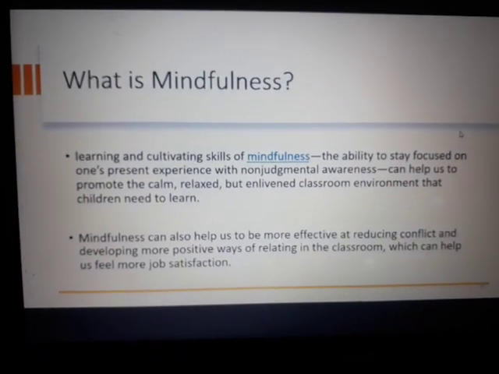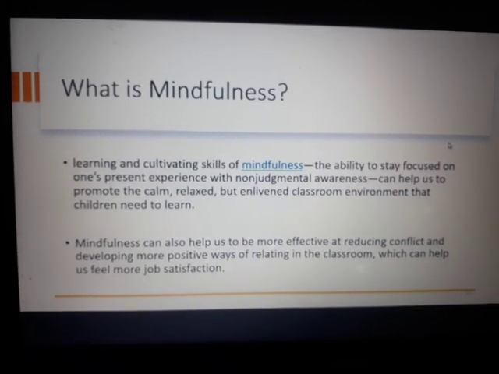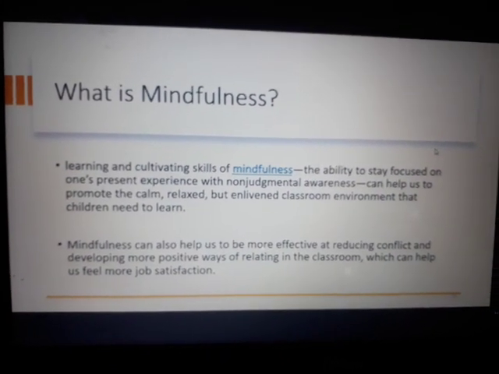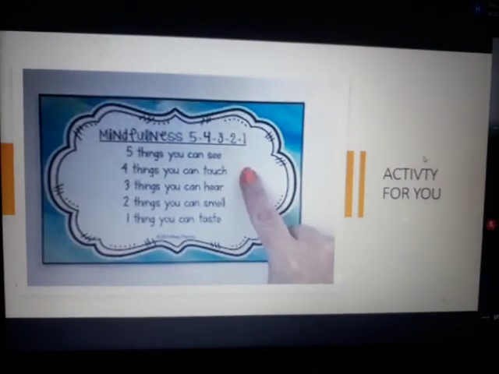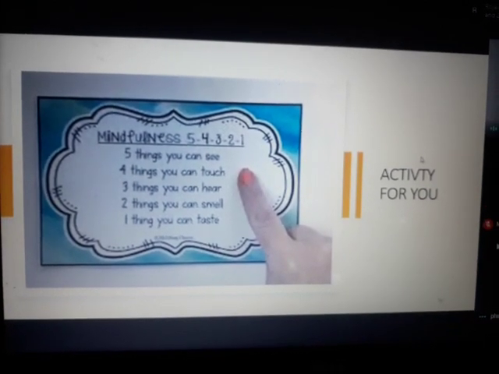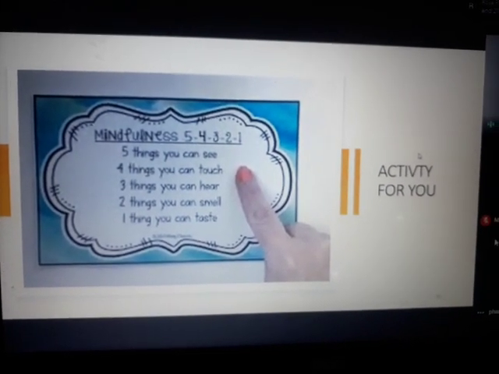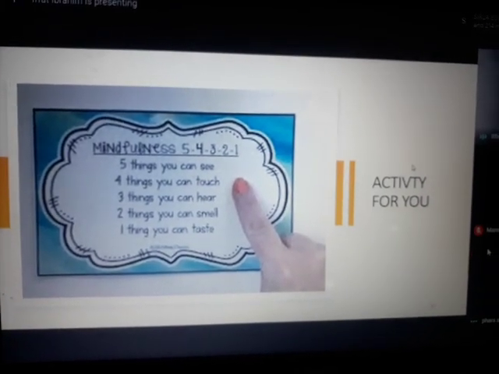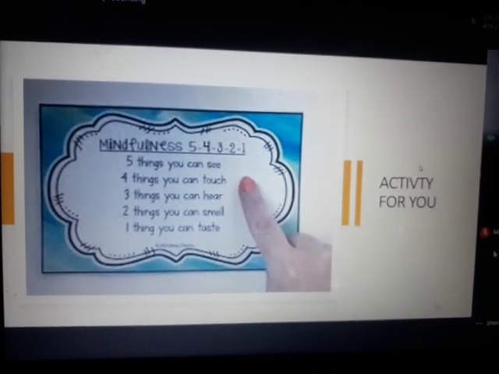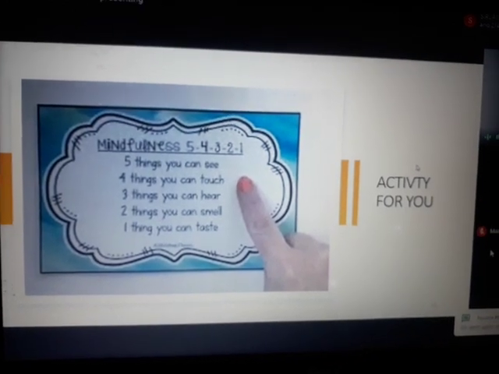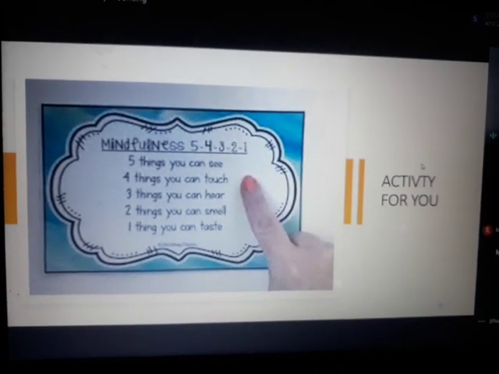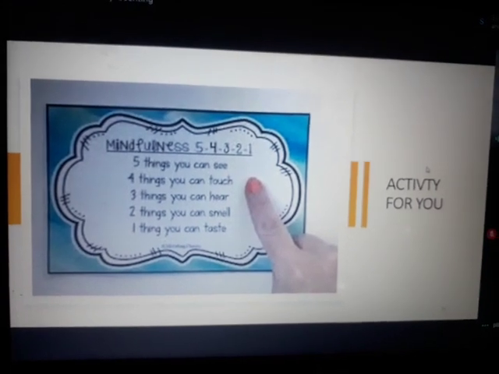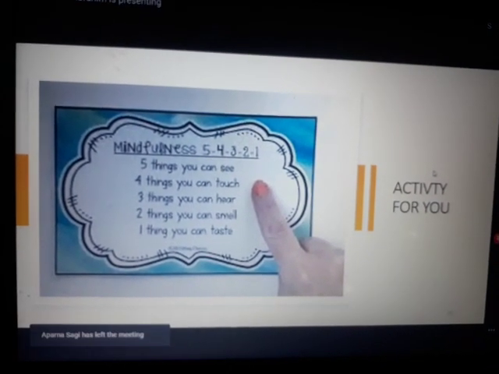However, mindfulness is the ability to stay focused on one's present experience with non-judgmental awareness. Now there's an activity for you. We have done this as a mindful exercise earlier, one of the coping strategies for controlling emotions. This is what I would like you to do. You are sitting in a room, but have you really focused? Can you just focus on five things that you can see that you have not seen earlier, that you had not realized were there?